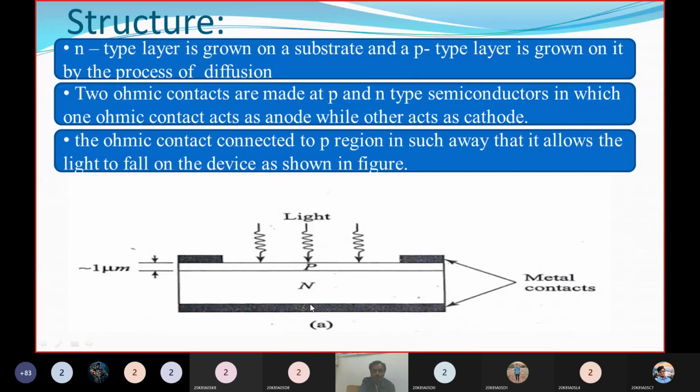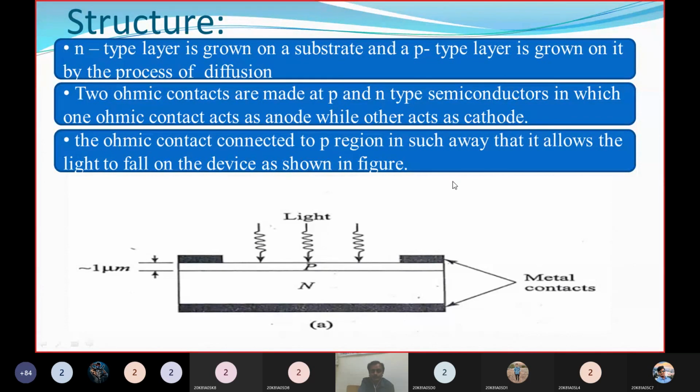On that metal substrate, the N region will be grown first. How will it be grown? By using physical vapor deposition or chemical vapor deposition, we can deposit the material on the substrate. That deposited material will be grown like a layer on the substrate. By using a diffusion process it will be grown.